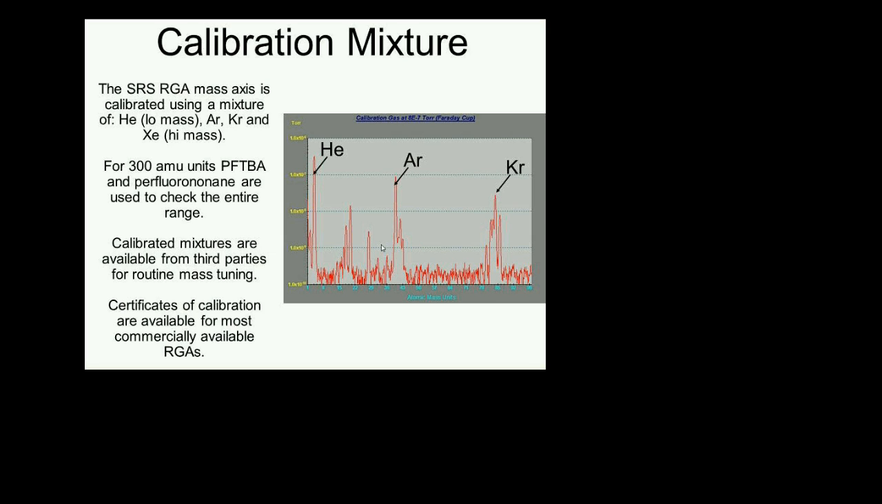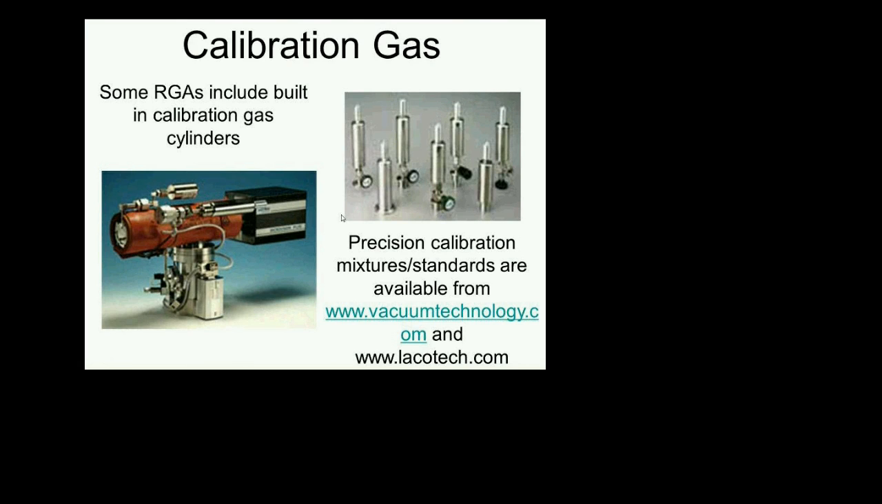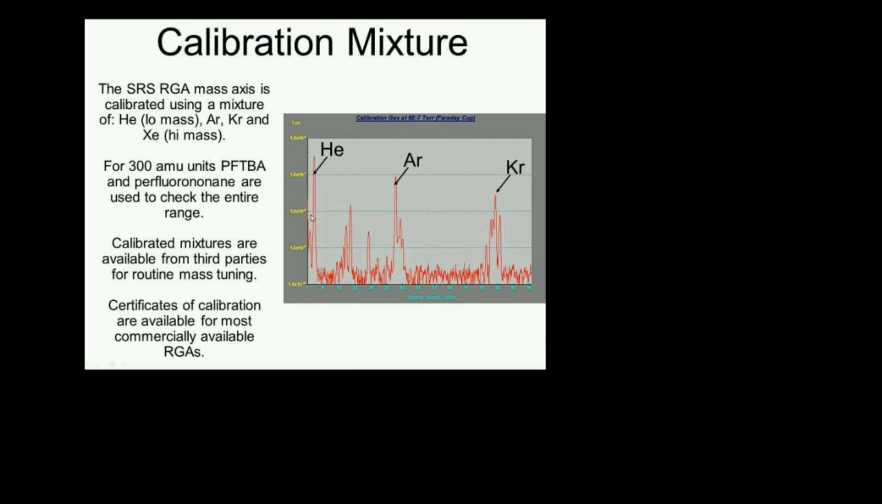My recommendation is that you get yourself a mixed gas calibration cylinder with a calibrated leak in it. And I give you here a couple places that sell them, Vacuum Technology and Lacotech. What these little cylinders do is you can connect them to your vacuum system, and if you open them up, they will allow a mixture of gases to go into your system. And in this slide I show you the one that I typically use, which has helium, argon, and krypton in it.